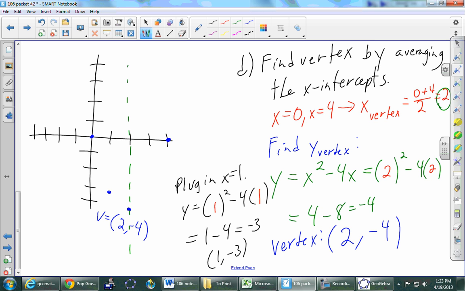And now we'll go ahead and do this symmetric thing. How far is it from here to here? 1, so then to find the next point, it's 1. So there's a point right there. And that's it. I've got 5 points. That's plenty. I'll connect the dots in a smooth curve.